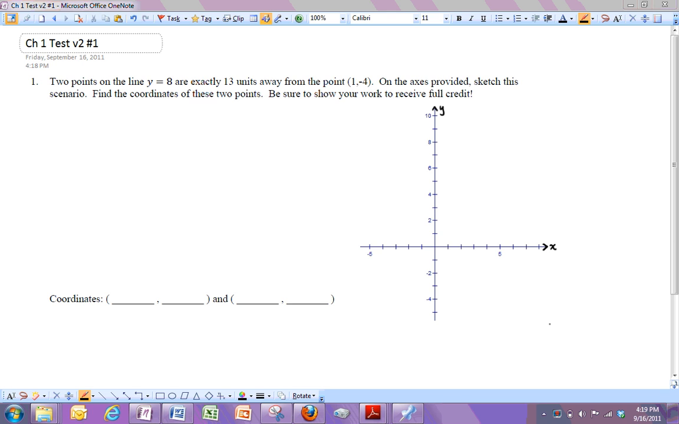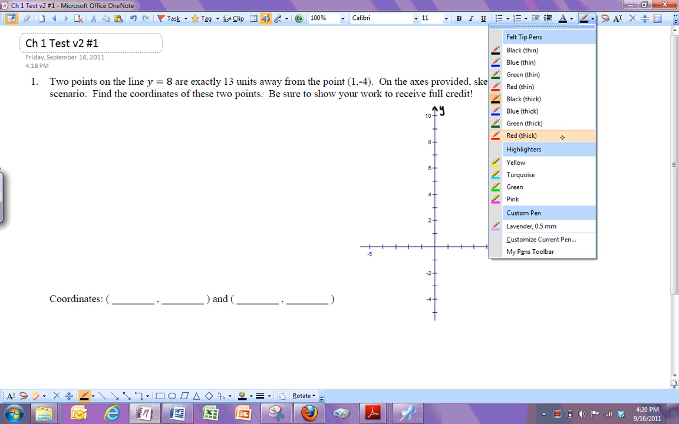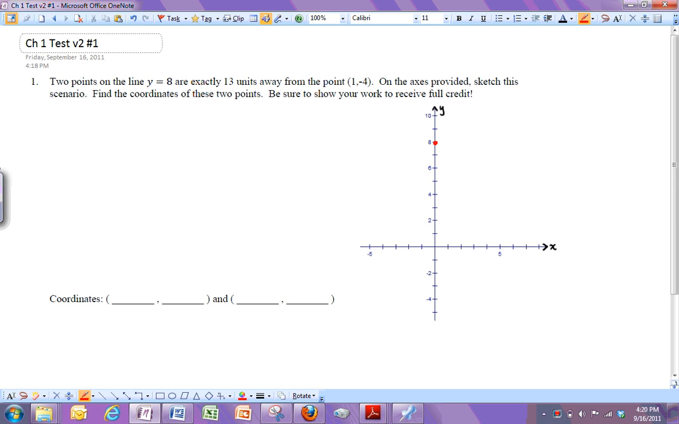Okay, so 2 points on the line y equals 8 are 13 units away from (1, negative 4). So let's draw this picture. So y equals 8, remember, if I find y equals 8, the mistake students make is they just draw that point. Remember, it's a line. So the line y equals 8 goes through that point, and everything on this line has a y value of 8. So let me label that y equals 8.